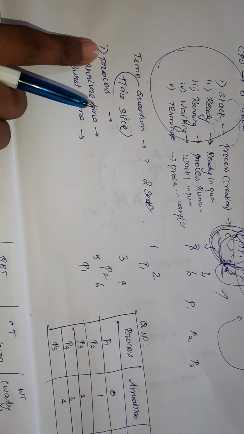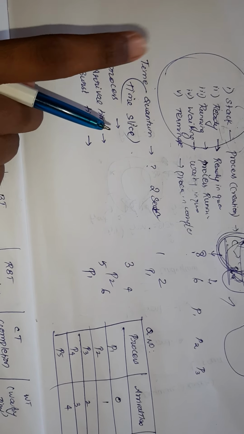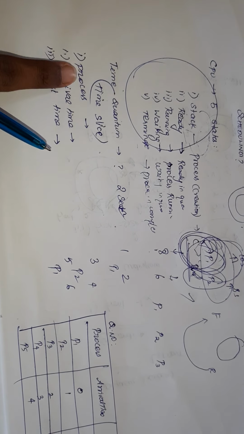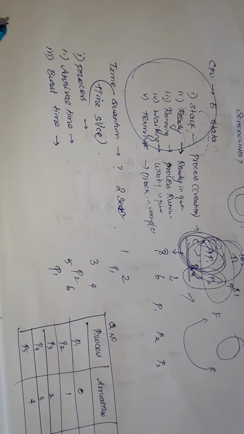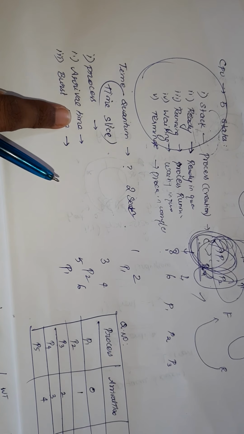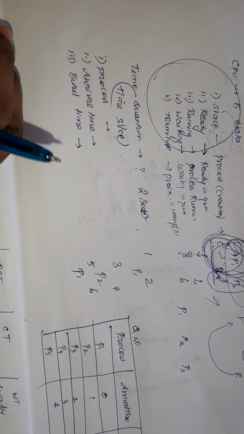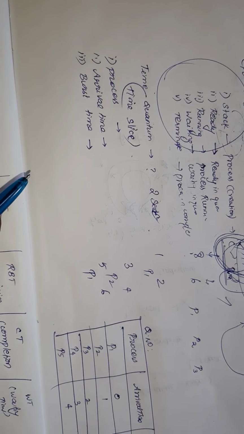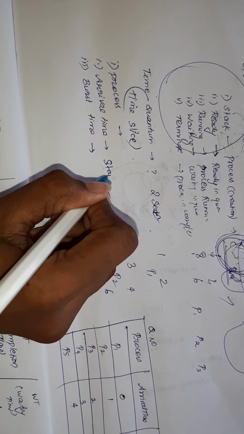The process we already know is nothing but the unit of work. How many processes? Here I took 2 examples, P1 and P2. Depending on the example, they will give 1 to 5, 10, 6, whatever they want. Arrival time: what do you mean by arrival time? Normally you hear arrival and departure. Arrival means when it is started, when it is going to start.